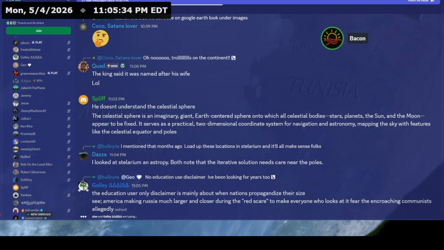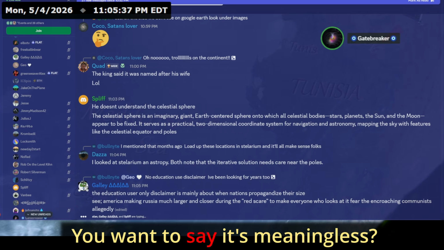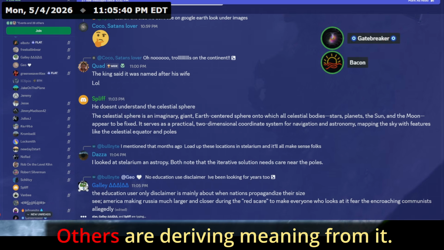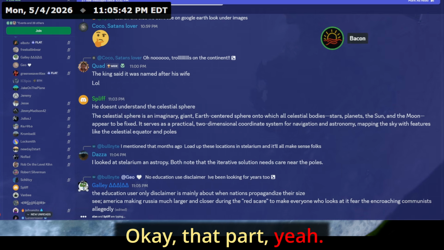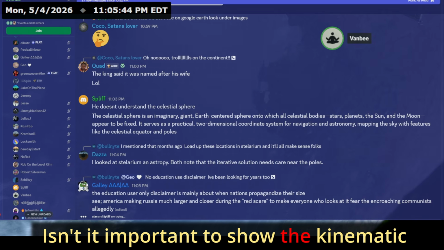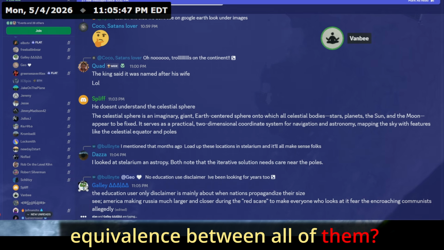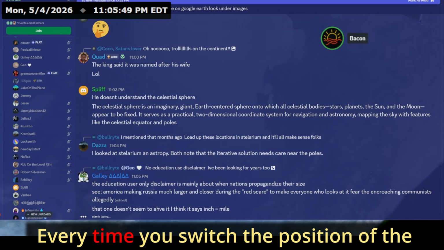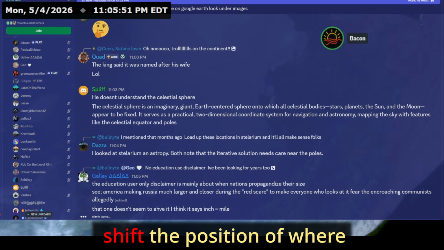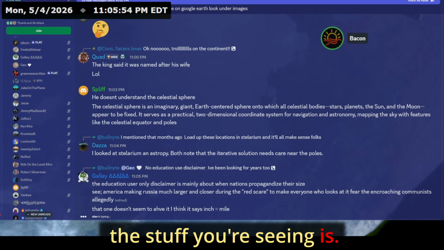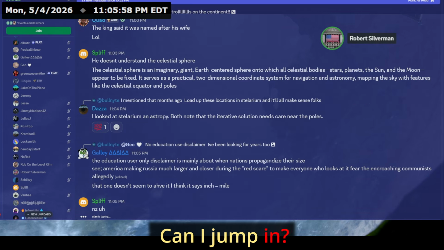It's what Shane did. I mean, this is your opinion. You want to say it's meaningless? It's meaningless for you. Others are deriving meaning from it. Okay, that part, yeah. Isn't the whole point to show the kinematic equivalence between all of them? That's not a kinematic equivalence. Every time you switch the position of the observer, you also shift the position of where the stuff you're seeing is. You mind if I say something for a second? Can I jump in? You already did.